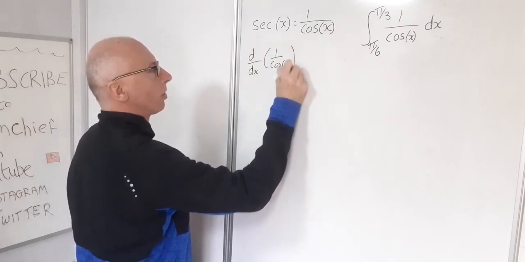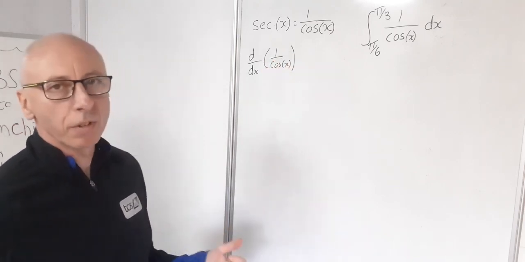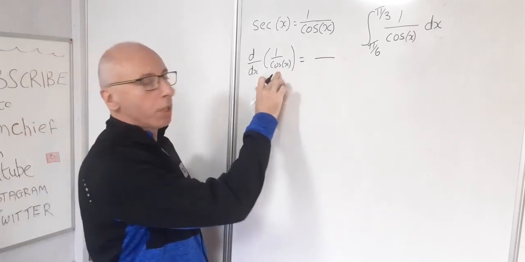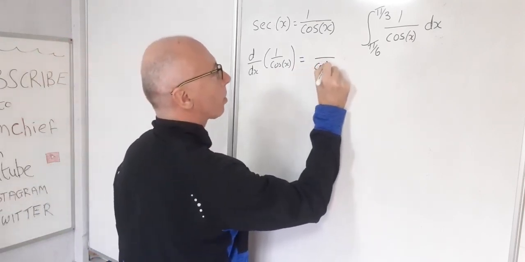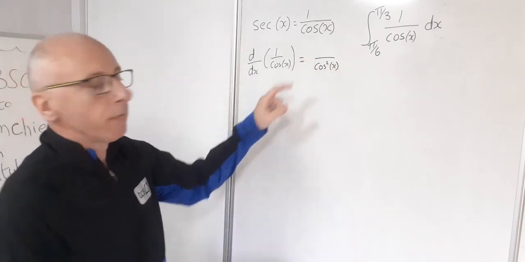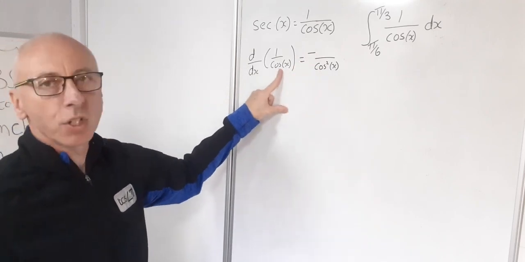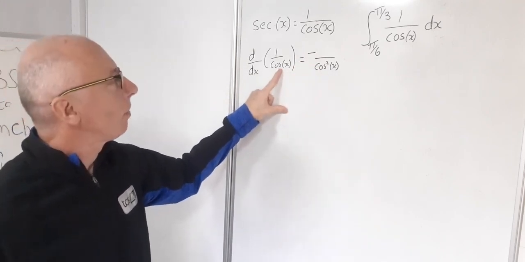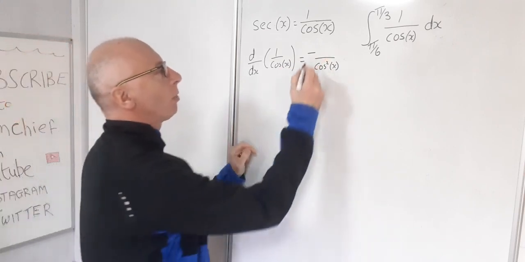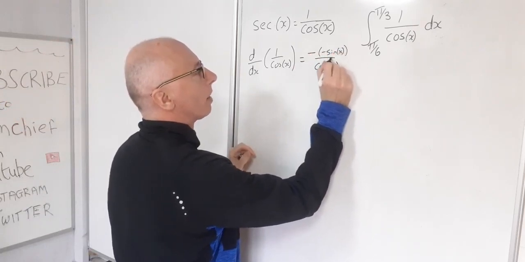Now this derivative here, we can just plug straight into our reciprocal rule for derivatives. So what we do is we square the bottom term, so cosine squared of x, and then we put a minus in front. And then, using the chain rule, we take the derivative of cosine of x and stick that into the numerator. So in the numerator, we now put minus sine of x.